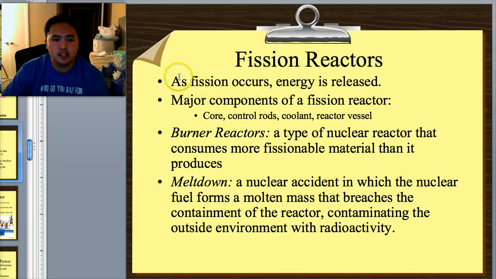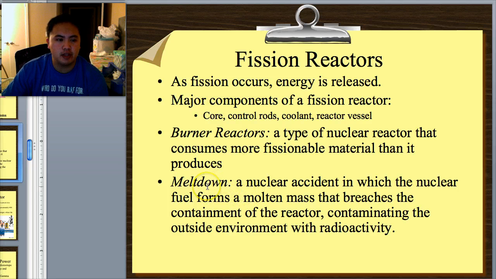This is essentially in bullet point form everything we saw in the animation. So when we do fission, energy is released. You need a core, which I showed you, the control rods, a coolant, and a reactor vessel. Burner reactors are nuclear reactors that actually consume more material than they produce. So essentially, it consumes more energy than it makes.